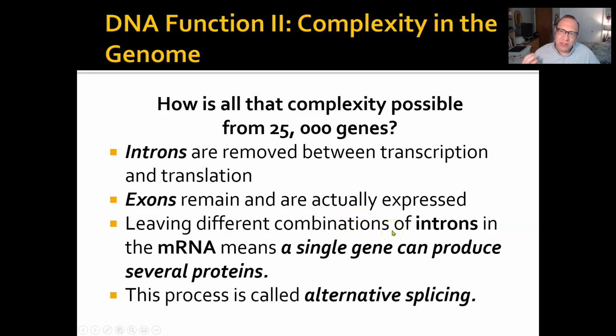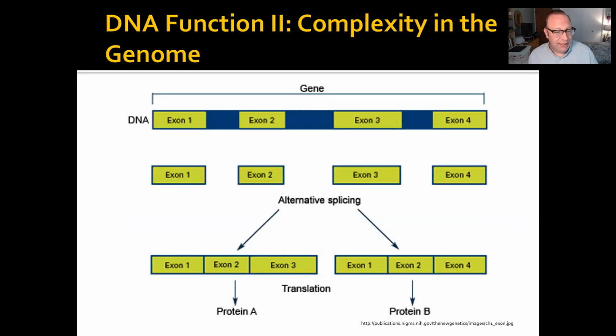Depending on the combination of introns and exons that are either taken out or left to remain, you get different proteins. And so a single cell can produce many different proteins. This process is called alternative splicing. And it looks a little bit like this here. You've got, in the blue, the introns that are going to get removed.